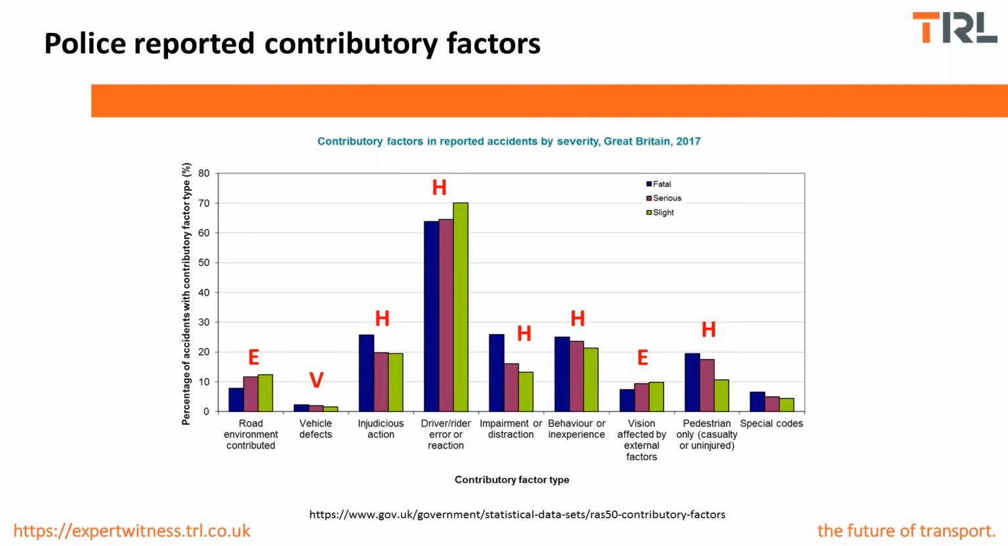The E's, the V's and the H's on the graph indicate whether environmental, vehicle or human factors were involved. Clearly there are a lot of H's. We can also see that driver error or reaction is by far the highest column. And incidentally, the sum of all the contributory factors comes to over 100% because often there is more than one contributory factor in a crash.